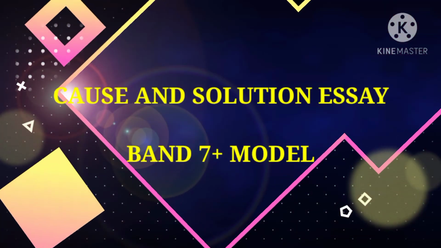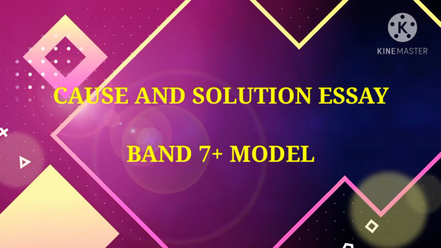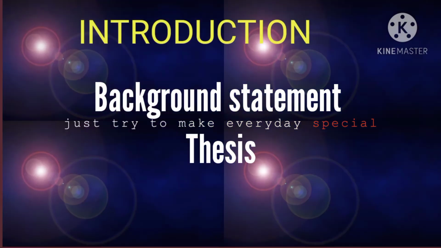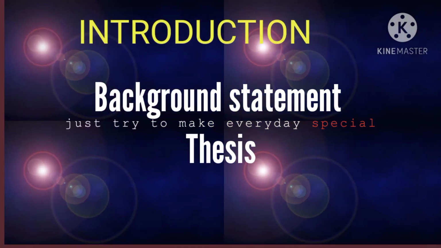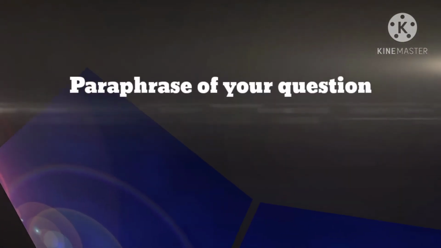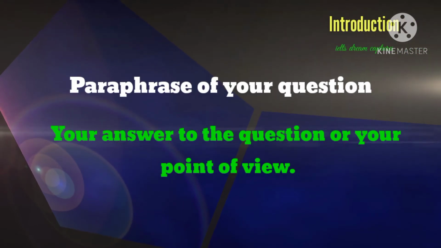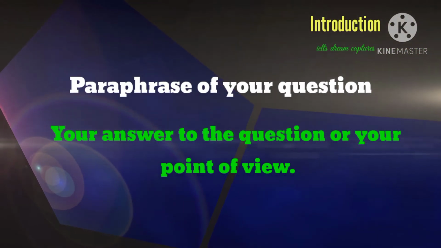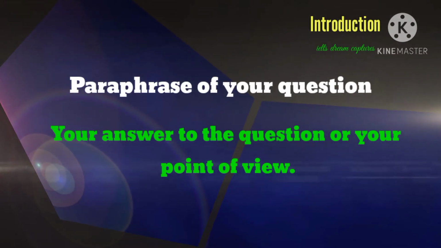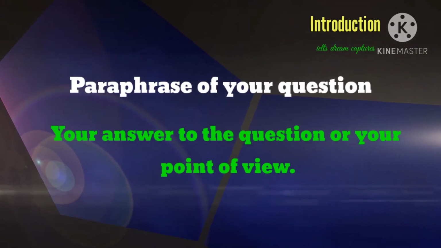Alright, now let's discuss a cause and solution essay with a Band 7 Plus model answer. First, we are going to see how to write a perfect introduction with a background statement and thesis. What's a background statement? In simple words, it is the paraphrase of your question. Next is the thesis sentence. That's your answer to the question or your point of view. Hope you understood what exactly the background statement and thesis sentence are. Let's see the question now.